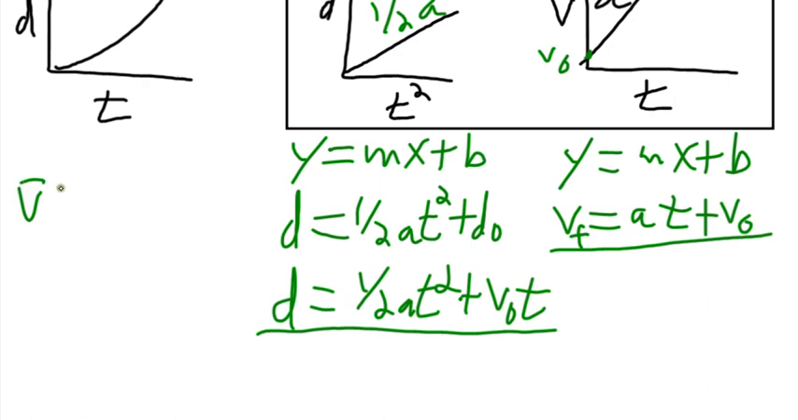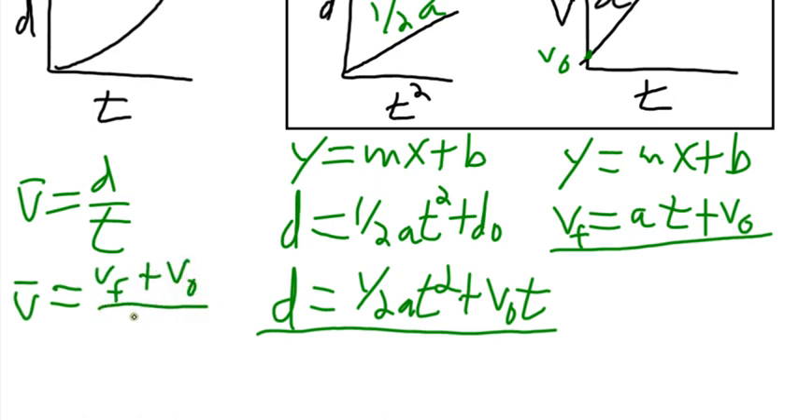Now, the equation that we've worked with so far is v is equal to d over t. And we can say that this is the average velocity is equal to the total displacement divided by time. That's one of the average velocities. But the other average velocity that we can work with is what we traditionally think of as the average of anything. In this case, it's going to be our vf plus our v naught divided by 2.